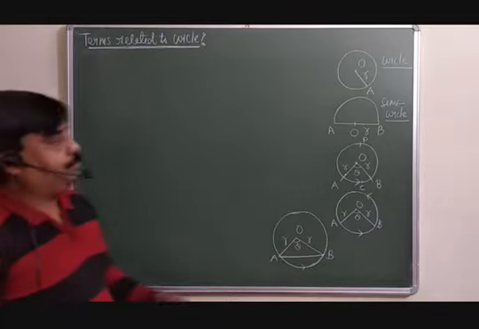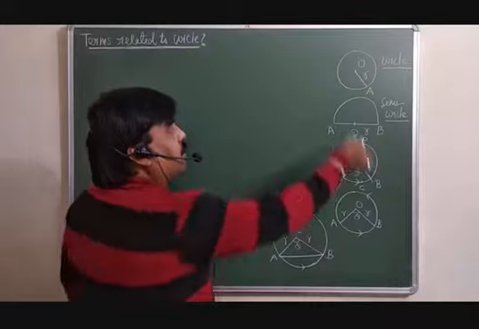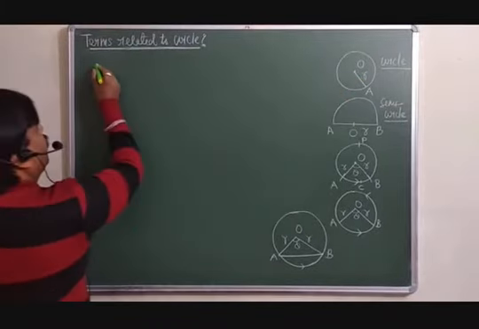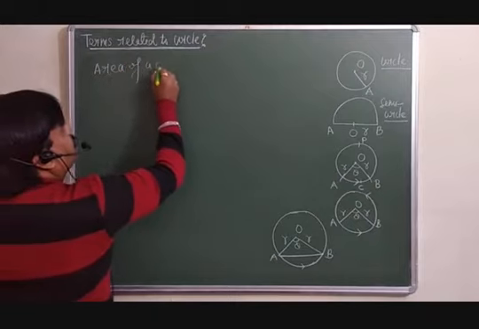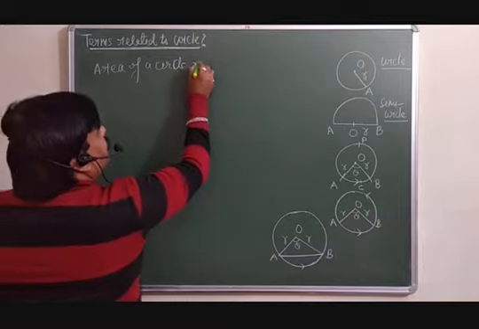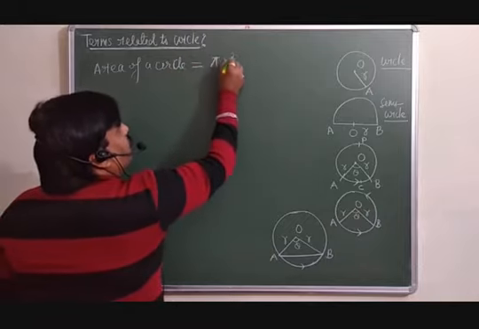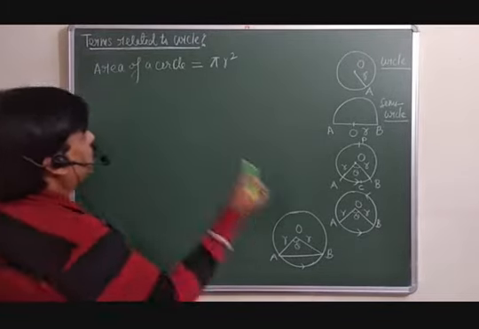Okay. Now we will discuss the circle. The center is O and the radius is R. So the area of a circle is equal to pi r square. If you know the radius, by using this formula you can find the area of the circle. You already know that.